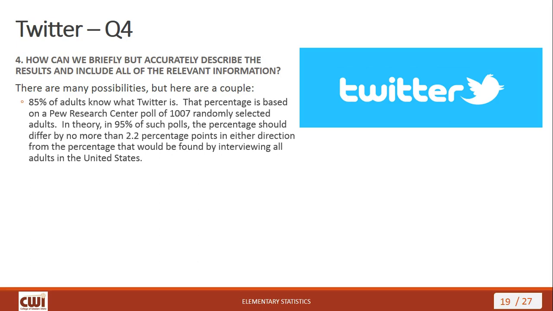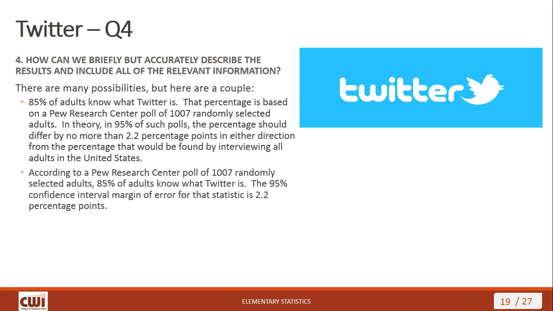That percentage is based on a Pew Research Center poll of 1,007 randomly selected adults. In theory, in 95% of such polls, the percentage should differ by no more than 2.2 percentage points in either direction from the percentage that would be found by interviewing all adults in the United States. Another way to answer the question would be to say this. According to a Pew Research Center poll of 1,007 randomly selected adults, 85% of adults know what Twitter is.